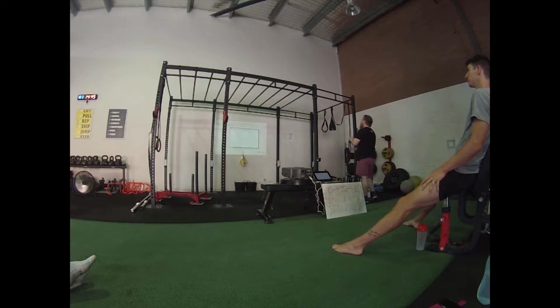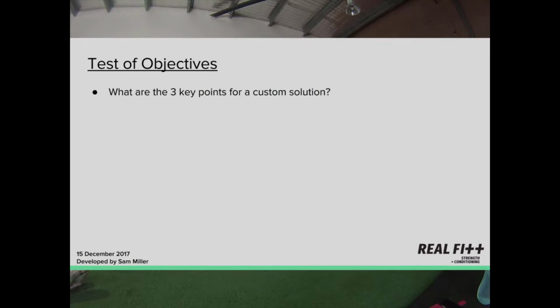Alright. There were 3 key points for a custom solution, which was that stuff we just went through. Al, do you want to give us one? 3 key points.